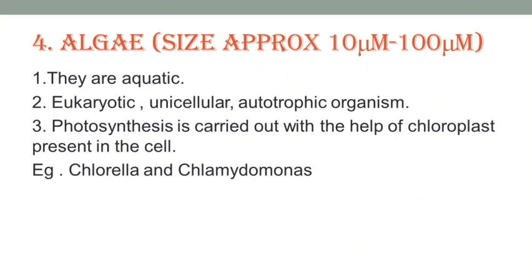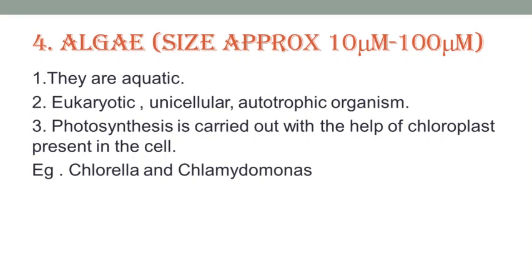Our fourth microorganism is algae. Now let's see the size. The size of algae is between 10 micrometer and 100 micrometer. These algae are aquatic, that means algae are present in water. Second, they are eukaryotic with a simple cell, without a proper nucleus. Okay, unicellular, single cell, autotrophic organism, that means they can produce their own food.